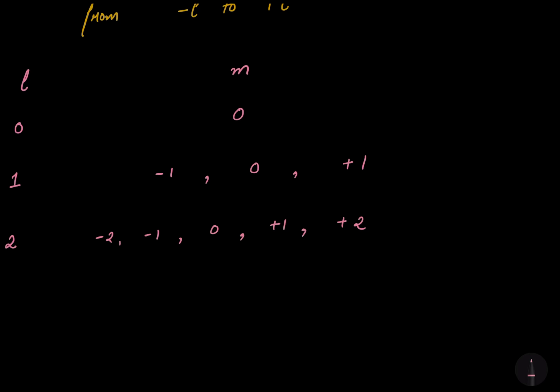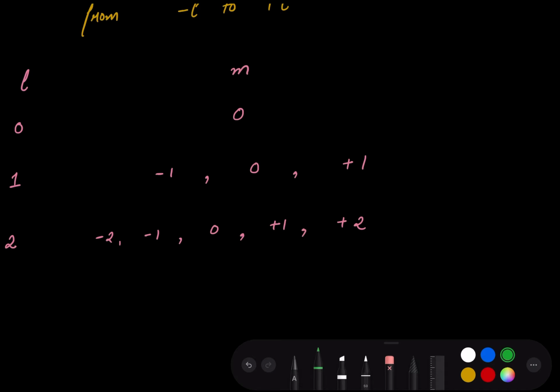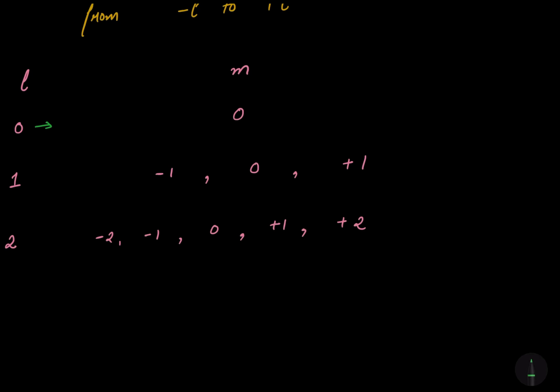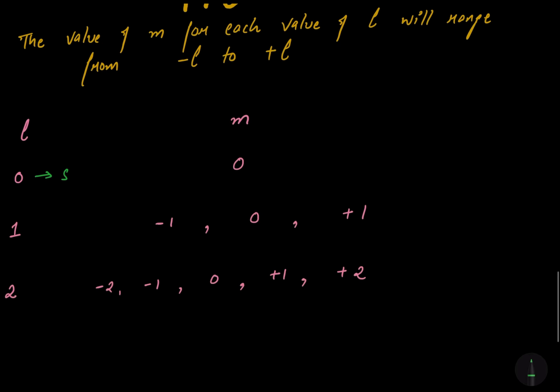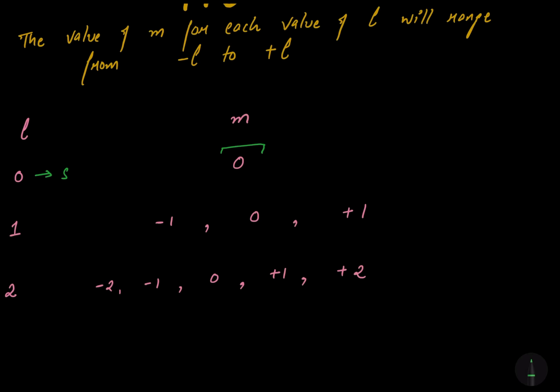Now, as we know, this 0 stands for the s subshell. How many values of m did we get for the s subshell? Only one value, 0. That means the s subshell will have only one orbital.